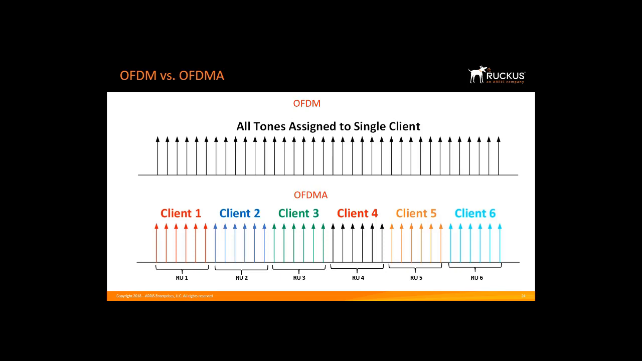If I'm using it in the download direction, the AP could say that I'm going to use my first 26 tones or subcarriers, which is the smallest RU size, and transmit to client 1, and my next 26 tones transmit to client 2. This information will be provided first to all devices by a trigger frame, so they'll know that if I'm client 1, I look for what's coming in the first 26 tones.